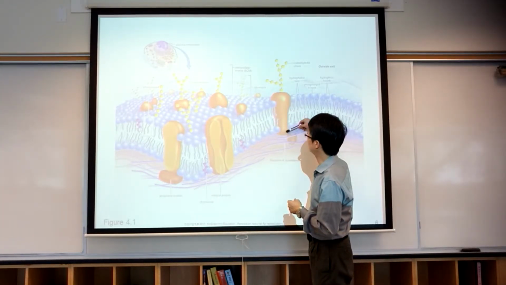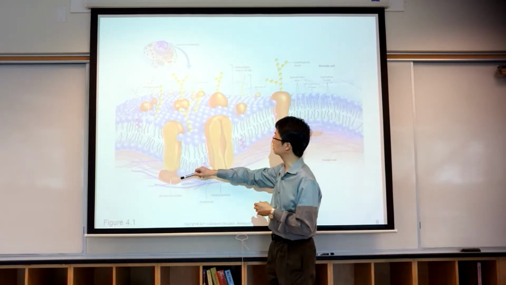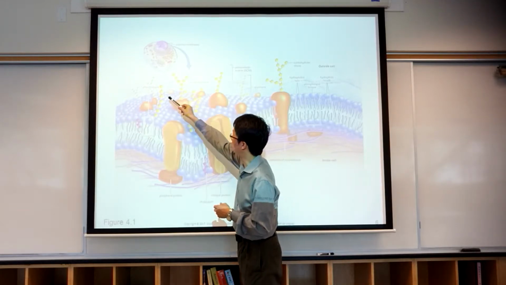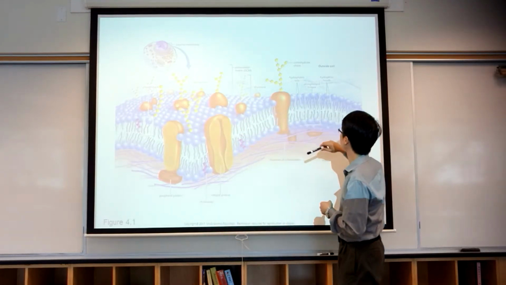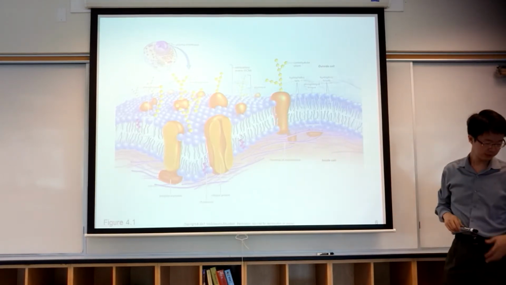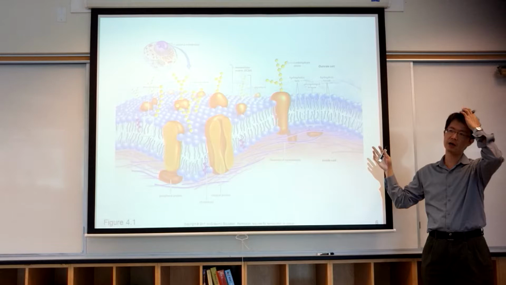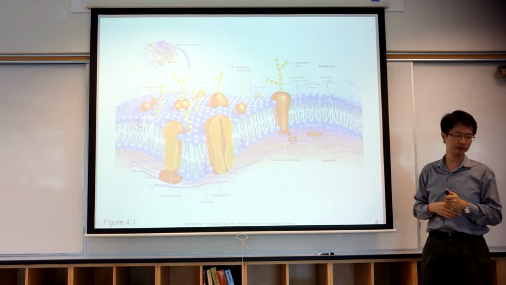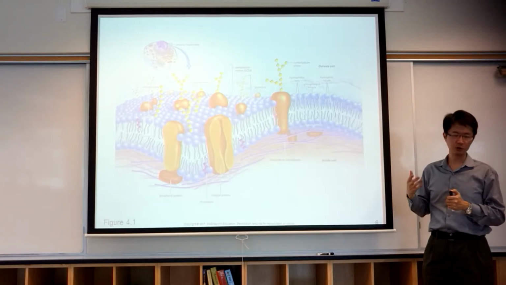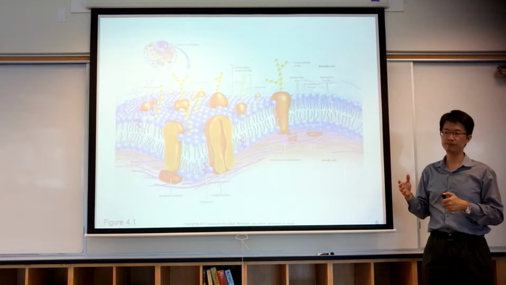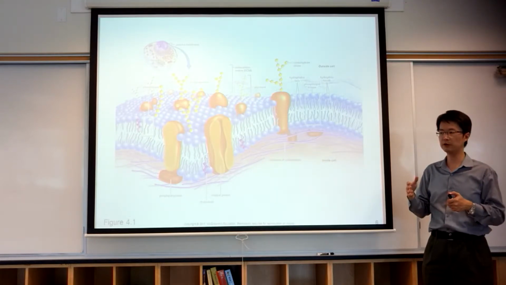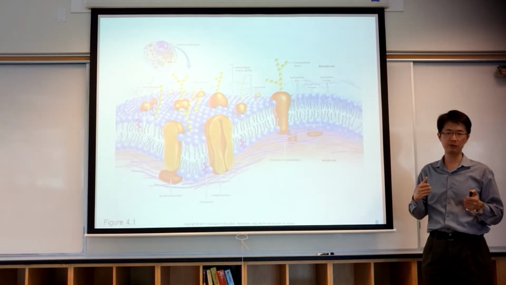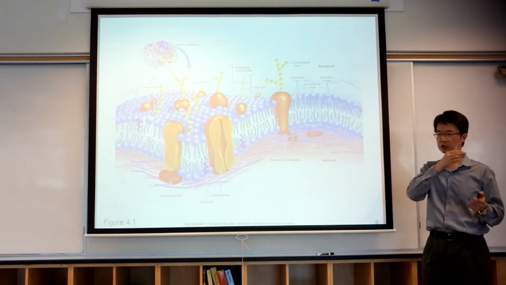So you have the integral protein and you have the peripheral protein. And then you can have glycoprotein or phospholipid attached to the protein. What are they for? They are for identifying the cell. Our immune system can recognize this glycoprotein or phospholipid to identify whether the cell belongs to you or belongs to the invader. So it is one way for the immune system to tell whether it is your own tissue or foreign tissue.